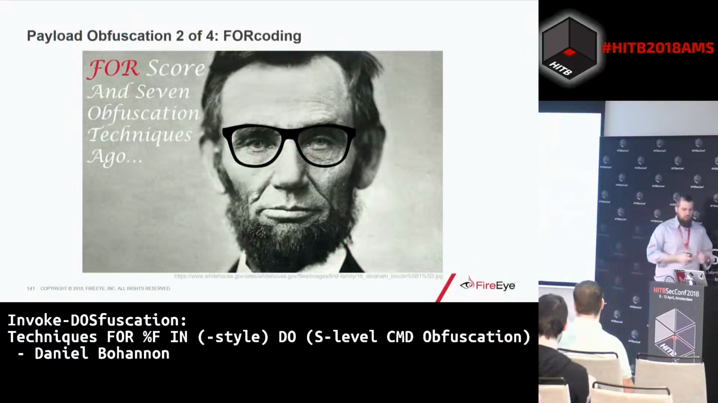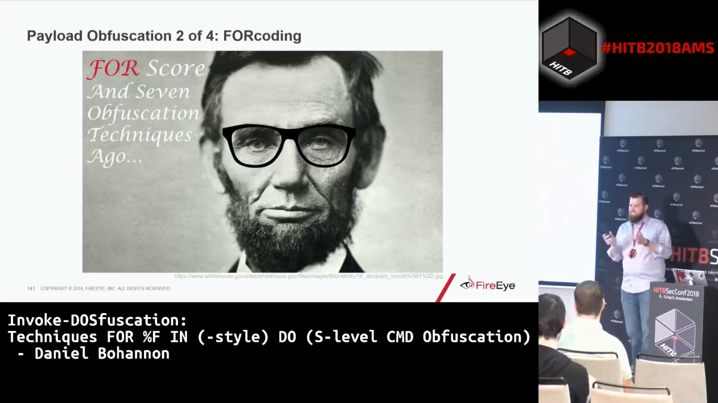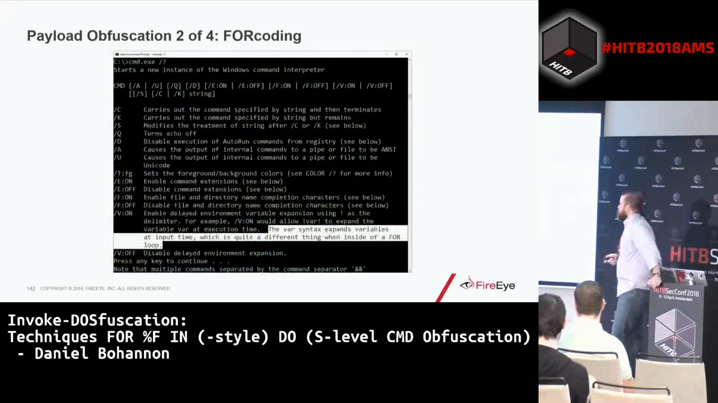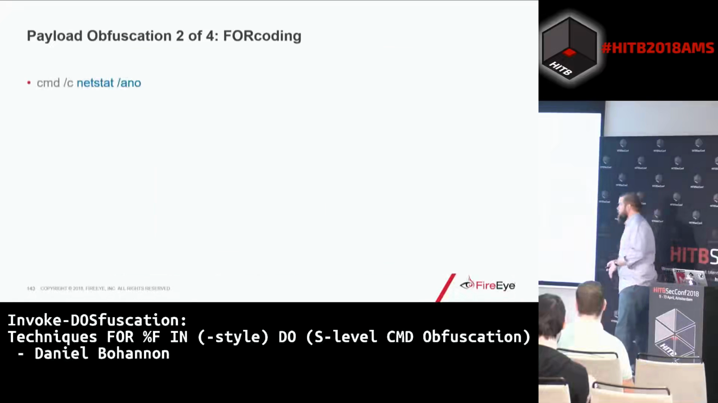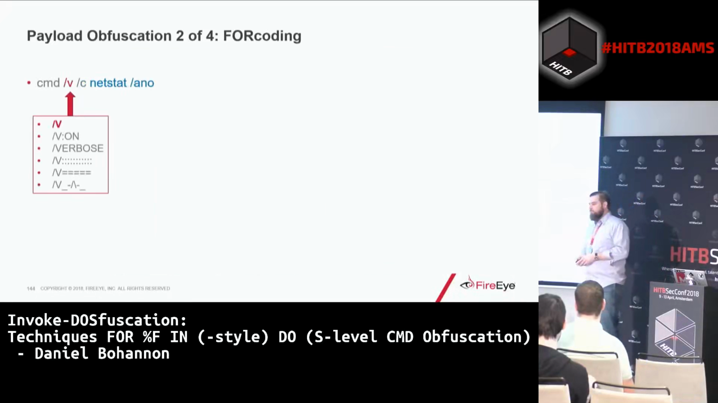So let's trudge on forward. The for loop is freaking awesome. It gives us some incredible capabilities. We already saw a little snippet of this in how we were able to produce binary names with a for loop. But again, if you look at the help menu, when we talked about that variable expansion, it says the var syntax expands, etc., which is quite a different thing when inside of a for loop. That is a huge understatement because it is an extremely different thing inside of a for loop. It's amazing what you can do. So let's take our same netstat command, and we're going to make sure we add that /v because we want variable expansion in this example.